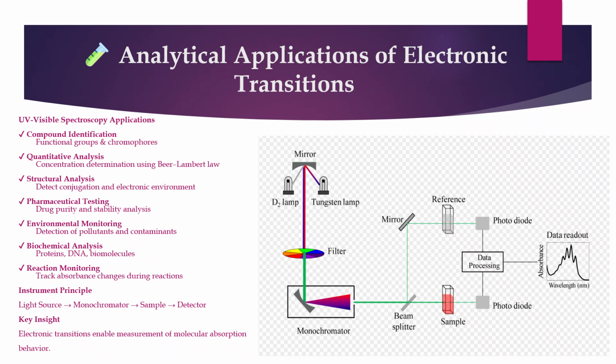In the pharmaceutical industry, UV visible spectroscopy is used for drug testing, purity analysis, and stability studies. It is also used in environmental monitoring to detect pollutants and contaminants. In biochemical analysis, it helps study protein, DNA, and other biomolecules. So, this slide shows that electronic transitions are not just theoretical concepts.